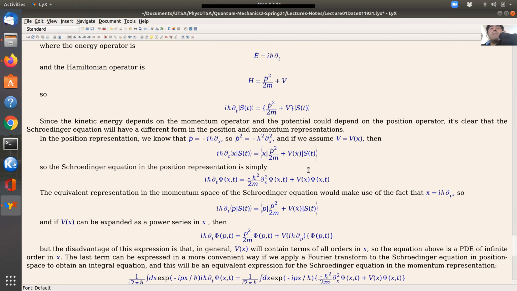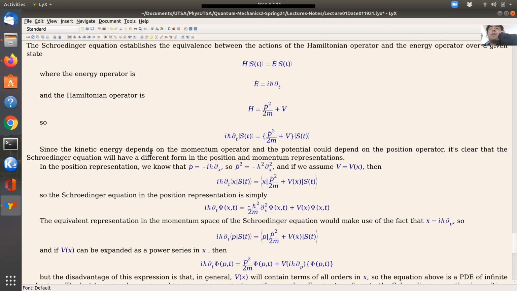Now, since the kinetic energy depends on the momentum operator here, and the potential could depend on the position operator, may or may not, depends how simple or complicated your problem is, it's clear that the Schrodinger equation will have a different form in the position and momentum representation. Well, yeah, that's clear. You might be more familiar, or you might use more frequently the position representation, but you can have a form in the momentum. It's not as explored, and I'll tell why.